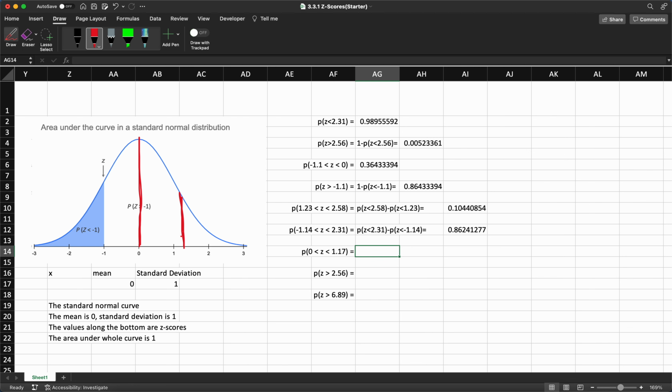Now again, it's nice to have an estimate. I'm thinking this is 34%. So this is going to be close to, like, I don't know, 40%, let's just say. Okay, so 0.4.